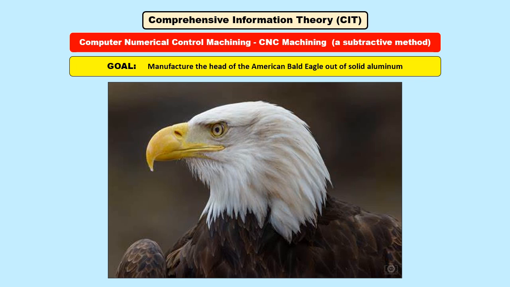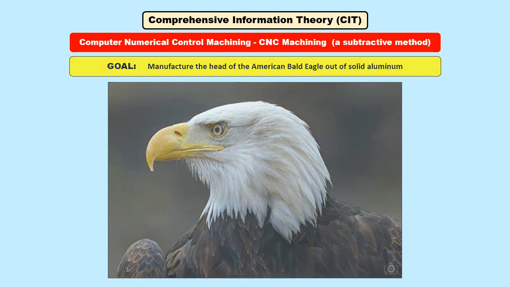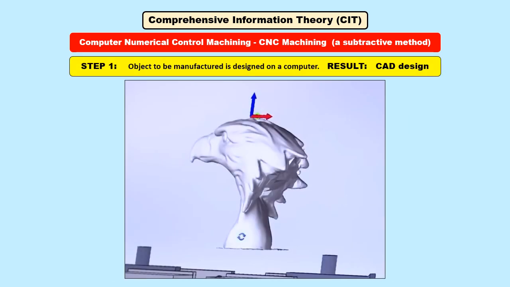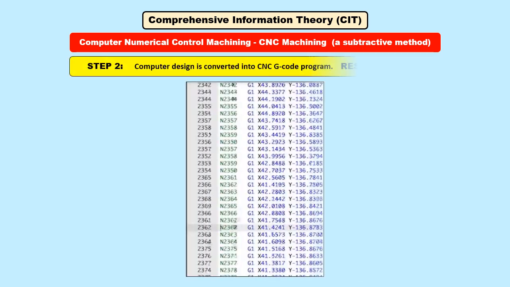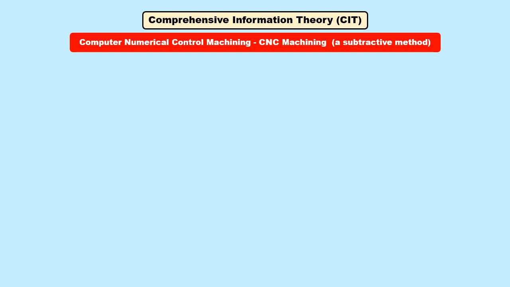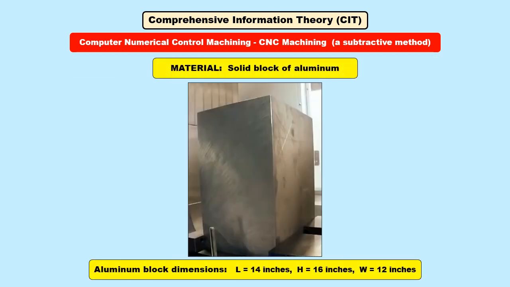The following series of pictures highlight the entire process, from beginning to end. First, the desired object is designed on a computer. That computer design is converted into a G-code program. The CNC machine is programmed with the G-code, and equipped with all tooling. The material is provided. In this case the material is a solid block of aluminum, shown here.